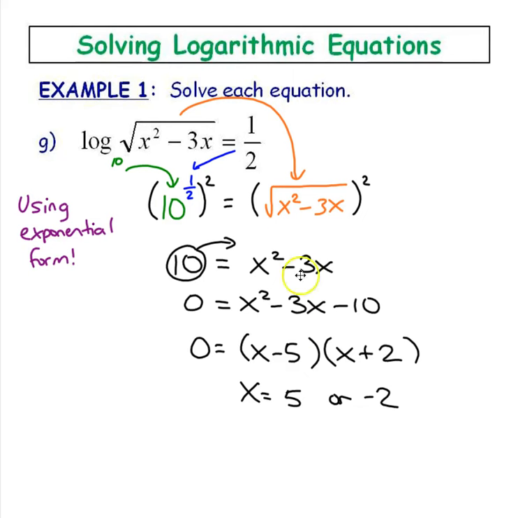Let's just check really quick. Take the 5 and put it into both of these. If I put a 5 here, that's 25 minus 3 times 5, which is 15. That's a positive number. So does this one work too? Negative 2, put it in here. Negative 2 in brackets squared is positive 4. Minus 3 times negative 2 is going to be positive 6, so that gives you a positive number, and that works as well. So no extraneous roots here.